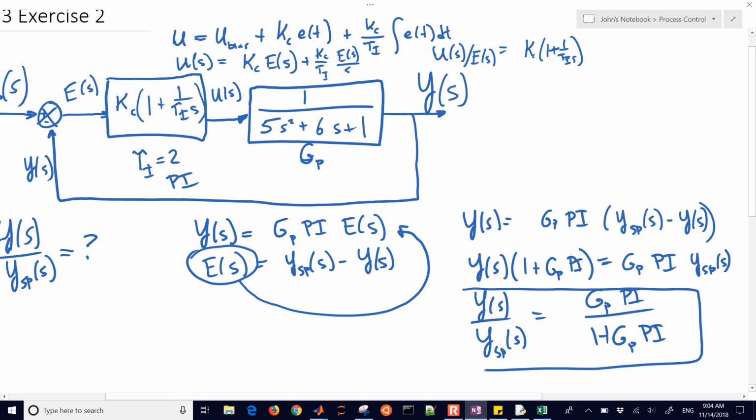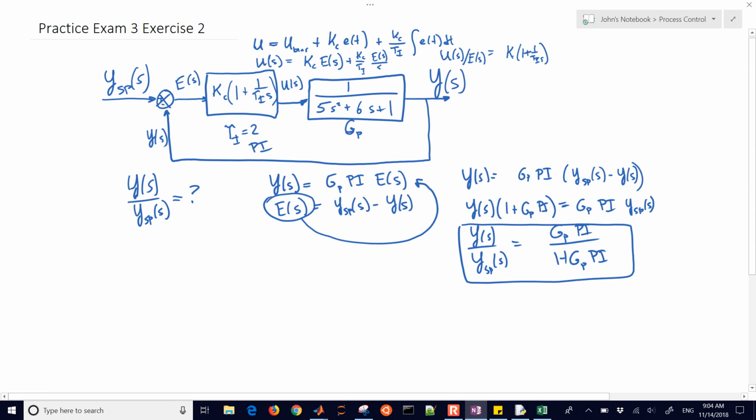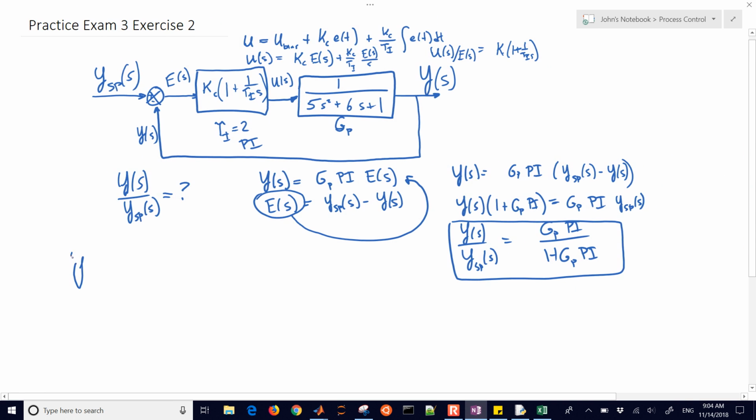Okay, so there's my closed loop transfer function, and I'm just going to use the ones that I had up there in the different blocks, plug those in, and then we'll just look at the denominator of our transfer function to look at stability of our system. Okay, so let's do that. We have y of s over y set point of s.